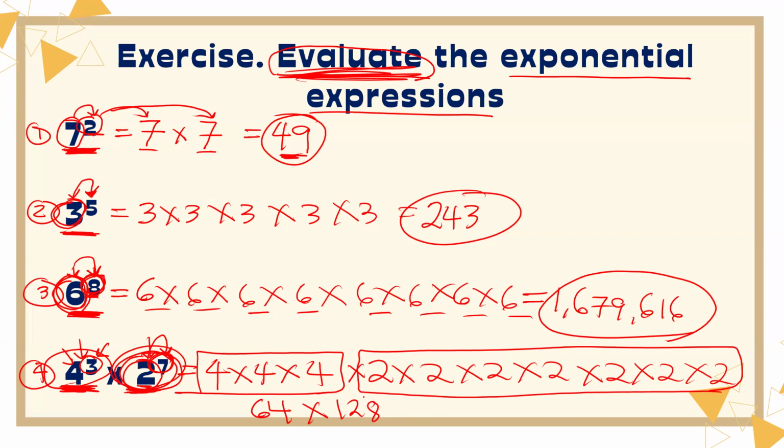Multiply that by 64. So what's the answer? Let's evaluate this expression. You got 8,192. Did you all get this? Right. Very good. So that's how simple it is to evaluate exponential expressions.